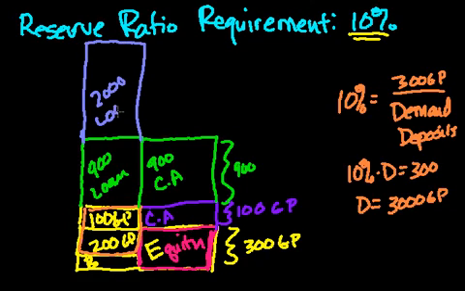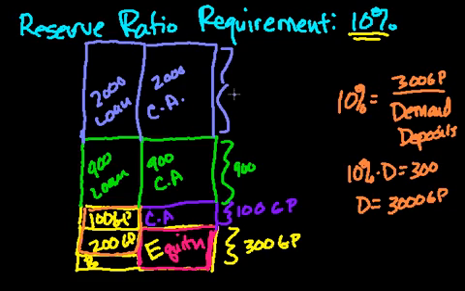2,000 loan. And then, instead of giving him actual gold, I'll just create a checking account for him. I could have actually issued banknotes, same idea. So 2,000 checking account. And then I'm done. Right? Because what are my total demand deposits? 2,000 plus 900 plus 100. I have 3,000 in total demand deposits.